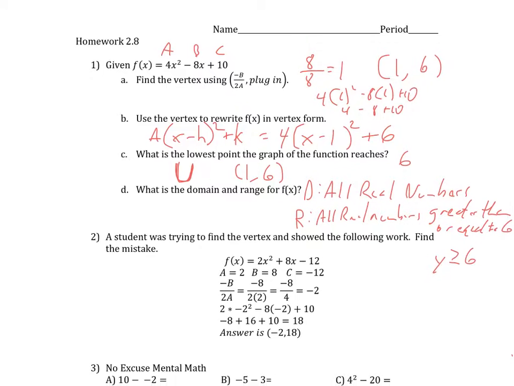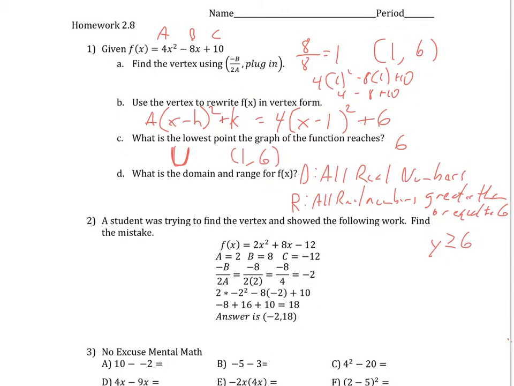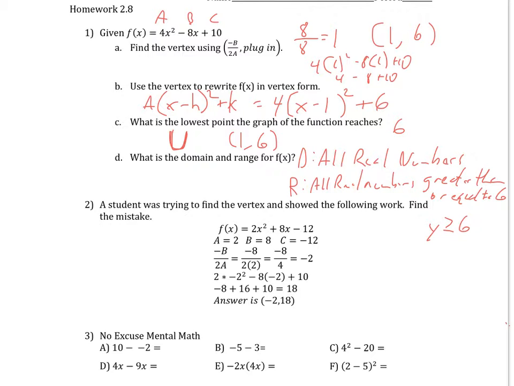Alright, so question 2, a student was trying to find the vertex and showed the following work. Find their mistake. So let's see if we can track with what happened here. A is 2, B is 8, C is negative 12, so that line is correct, so I'm just going to put a check mark right there. The formula says we were supposed to do opposite of b over 2a, so there's the negative 8 divided by 2 times 2, and indeed 2 times 2 is 4, there's the negative 8. So they didn't make the mistake of forgetting the opposite of b, so that's all good. So it appears to me that that second line is correct.